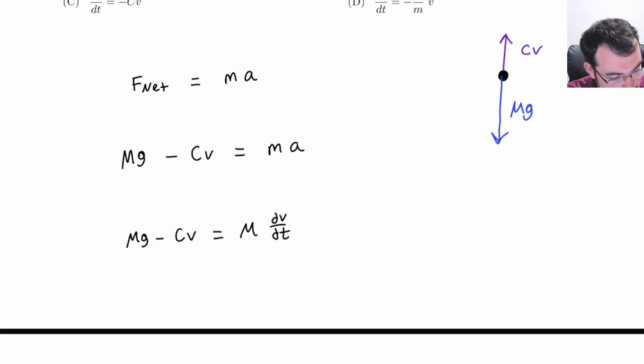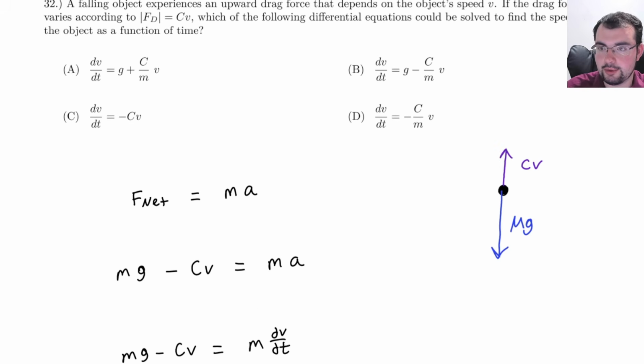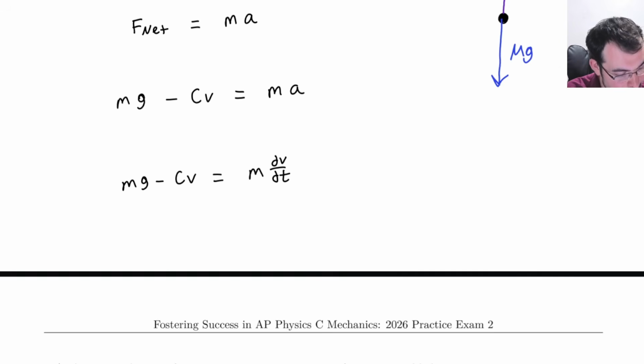I'll be consistent with my capitalization here. Let's make these lowercase to match the problem. So we want to solve for dv dt, although we can tell what the answer is going to be just by looking at them. We can divide through by m to get dv dt is mg over m, which is g, minus c over m times v.